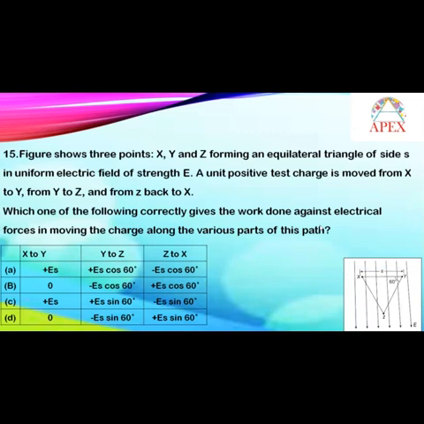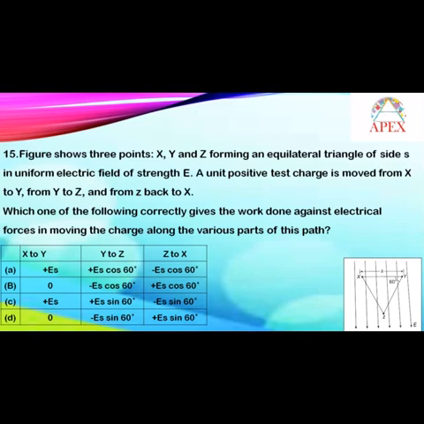Question number 15. The figure shows 3 points X, Y, and Z forming an equilateral triangle of side S in a uniform electric field of strength E. Okay, a uniform electric field strength is given. An equilateral triangle is formed with the points X, Y, Z. A unit positive test charge is moved from X to Y, from Y to Z, and from Z back to X.